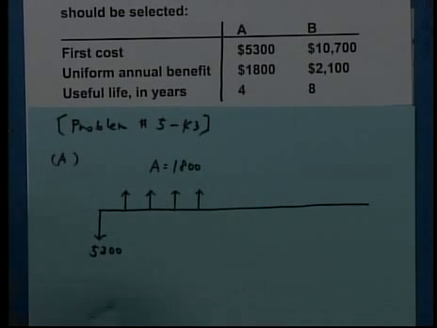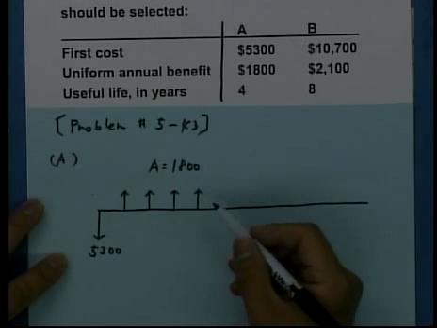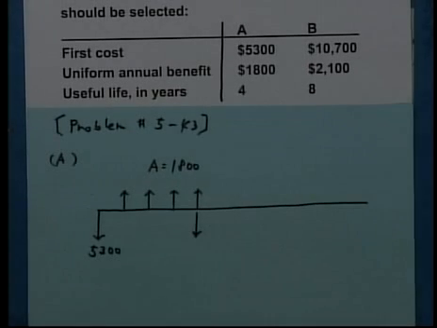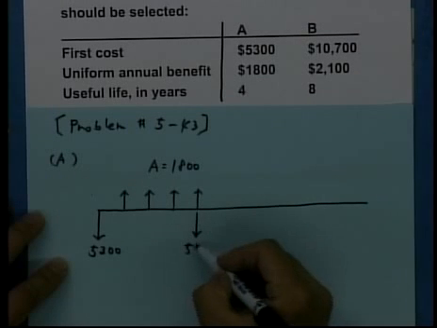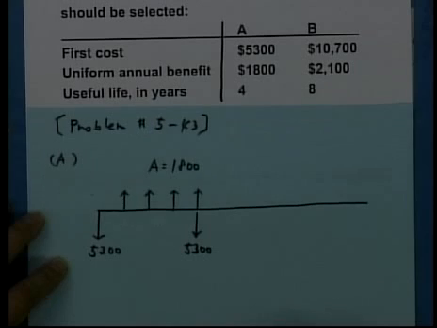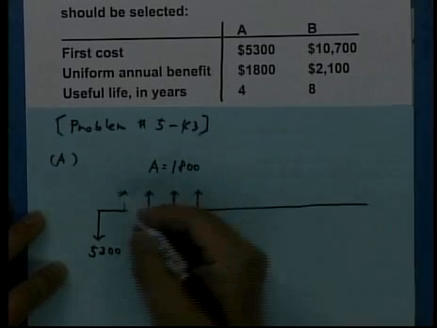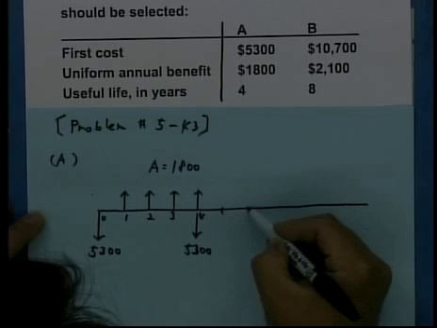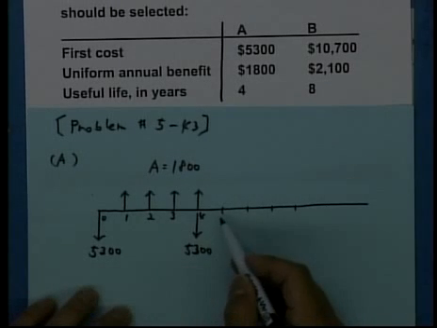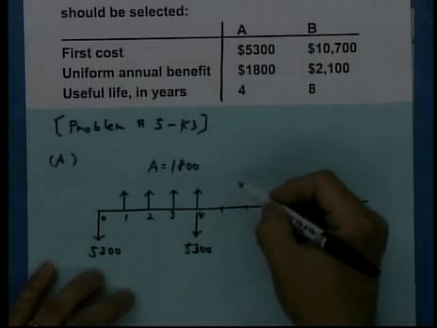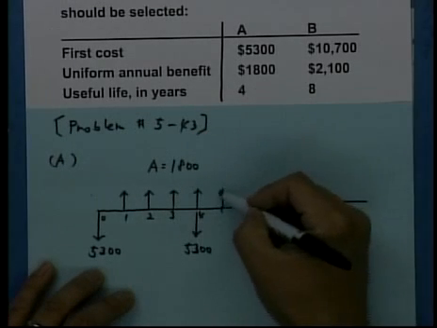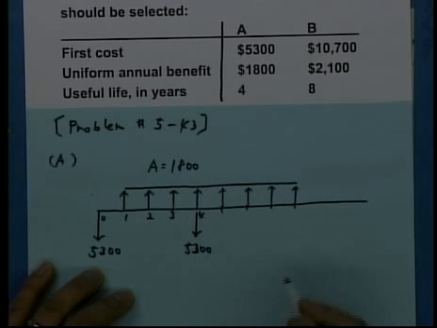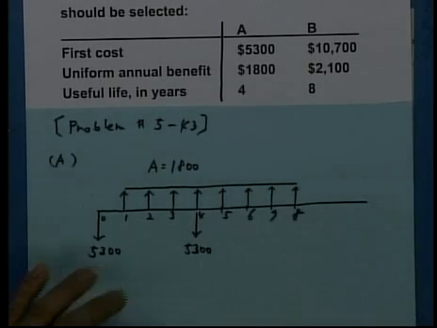And then in year 4 is replacement with new alternative A. So again, you need to pay $5,300, at years 1, 2, 3, and 4. And then this new replacement has another useful life of 4 years: five, six, seven, eight, like this, okay?